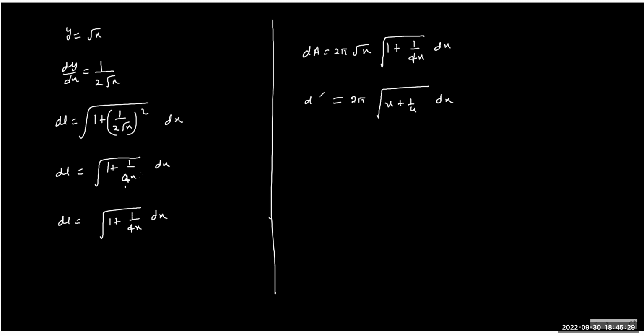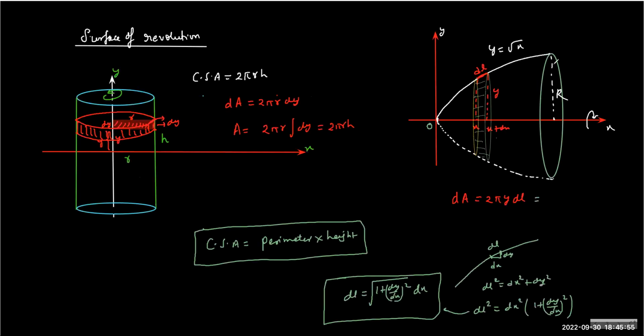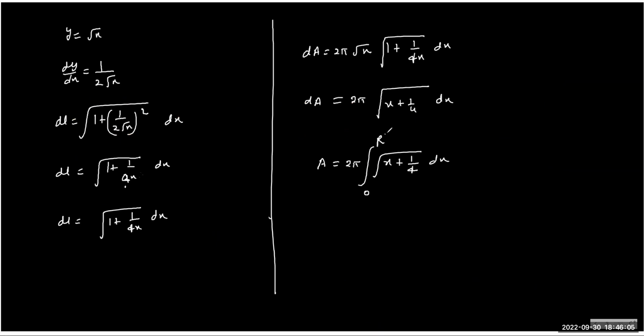Now this is purely an integrable function. It is the square root of a number, and we know how to integrate. So the area becomes how much? 2 pi, and it is like x plus some constant, which is not going to affect the formula. And the x will go from where to where? It will go from 0 to r square, because the height is r. So to find the x value here, when y is r, x is how much? So x is r square. So the limit of x integration will be 0 to r square.